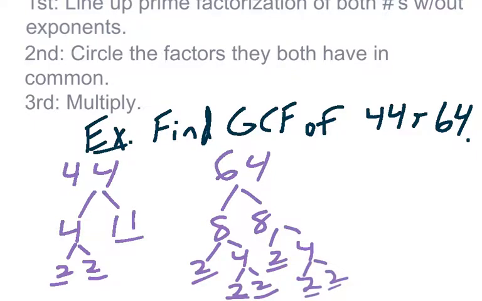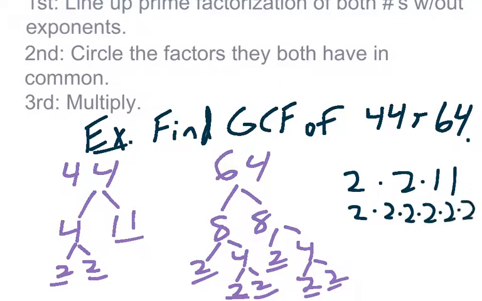So I'm on that first step. It says line up the prime factorization of both numbers without the exponents. So 2 times 2 times 11. And then for the 64, it would be 2 times 2. Actually, there's a lot of 2's. There's 6 of them. And we're going to circle the ones that they have in common. So there's a pair they have in common, another pair, and there is no 11 in the 64, so we're done.